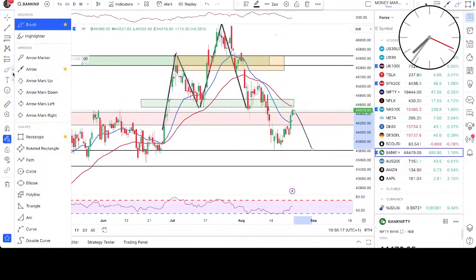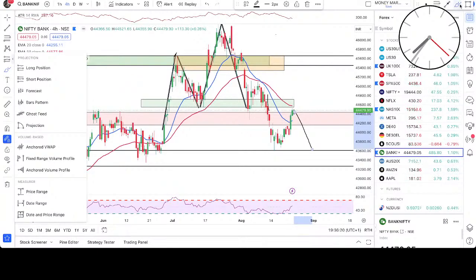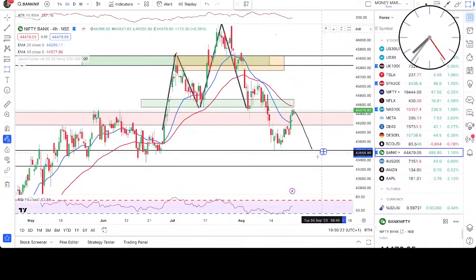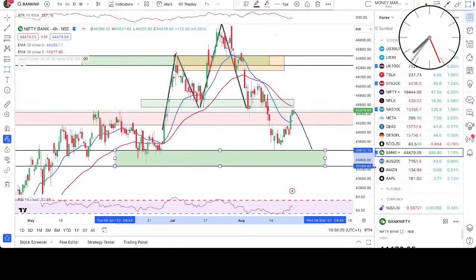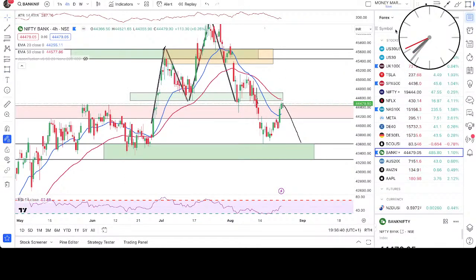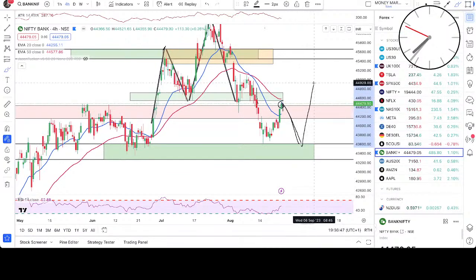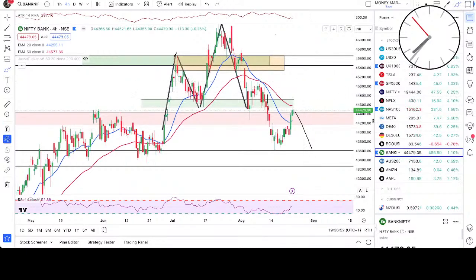So let me give you the zones quickly. Right here, you can have the zone here, Abhishek: 43268 to 43612. So for now I'll wait for the red candle, I'll take a sell trade, and we'll exit the trade here, and once we have a good signal, we'll take another buy trade.